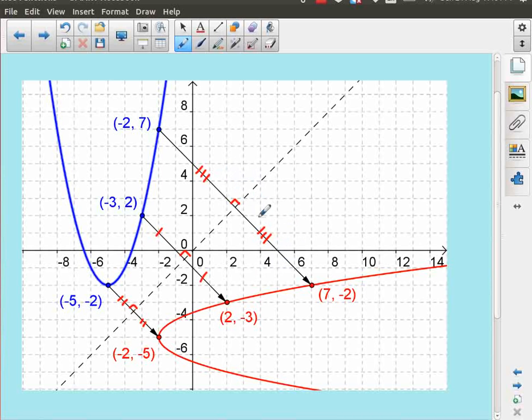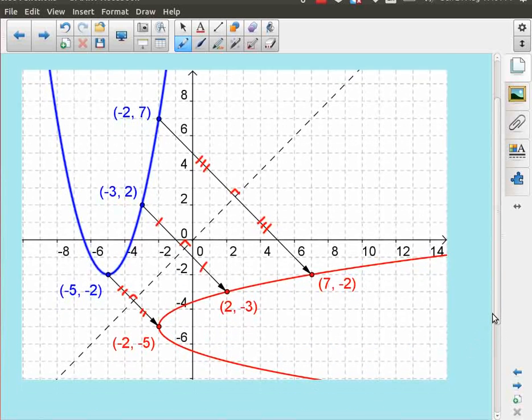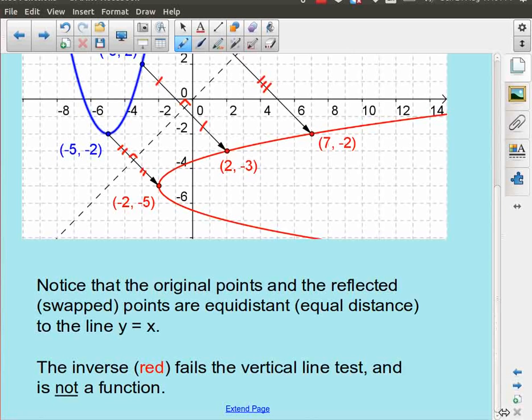Easier in this case, rather than worrying about the actual reflective part, that's a good visual way to check things, but really what I've done here with the coordinates and swapping the x and y coordinates is a far more reliable and much simpler way of achieving this. And I also note here that the inverse is an inverse relation. It is not an inverse function because it fails the vertical line test.